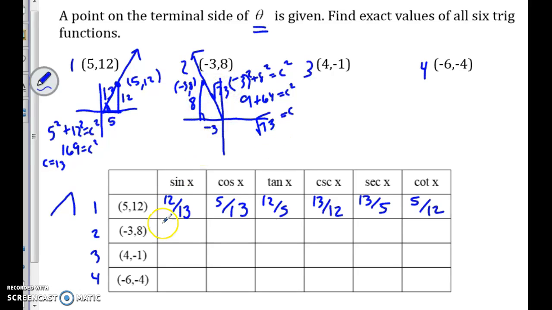Alright, so if I finish this up real quick, sine will be opposite over hypotenuse, so 8 over the square root of 73. Cosine is adjacent over hypotenuse, so negative 3 over the square root of 73. Then tangent is sine over cosine, so negative 8/3. And then just take your reciprocals again. Radical 73 over 8, negative radical 73 over 3, and last one is negative 3/8.